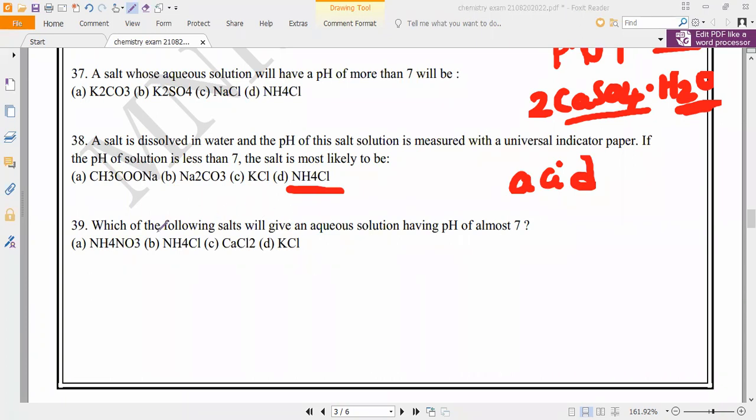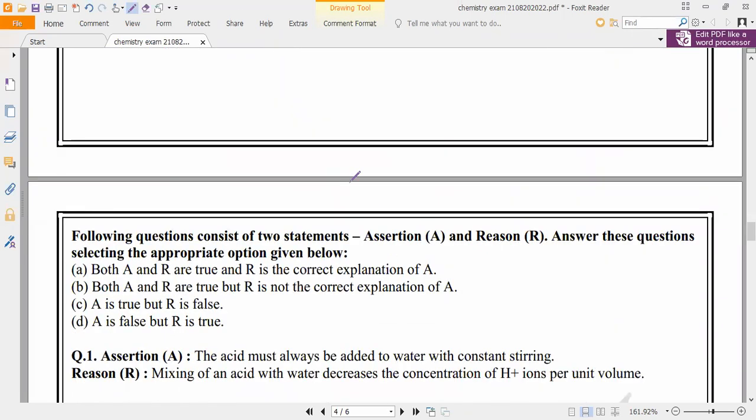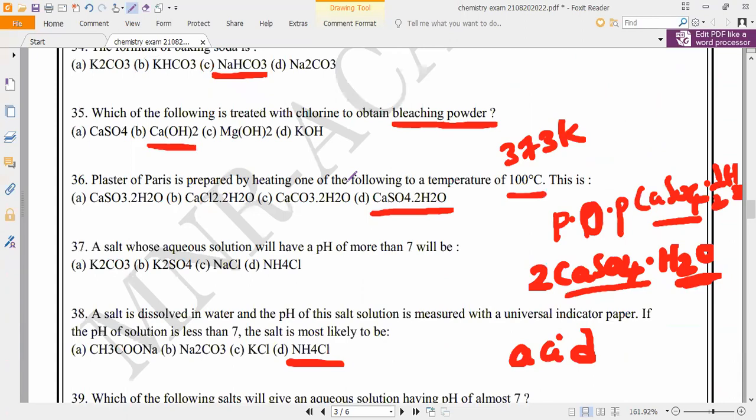Next. Which of the following salts will give an aqueous solution having pH of almost 7? Potassium chloride. It is called a salt. So these were the 39 MCQs.